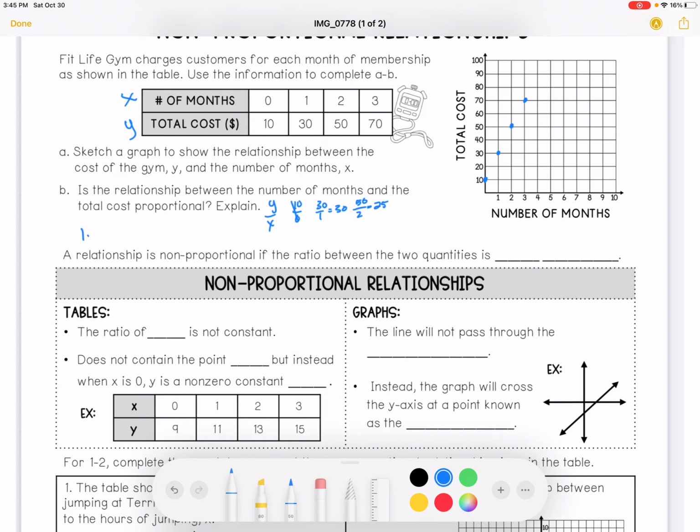So one, the ratio of Y to X is not constant. And we can look at the graph and we can see that when X is 0, Y is going through 10, not 0. So two, the graph does not go through the origin.